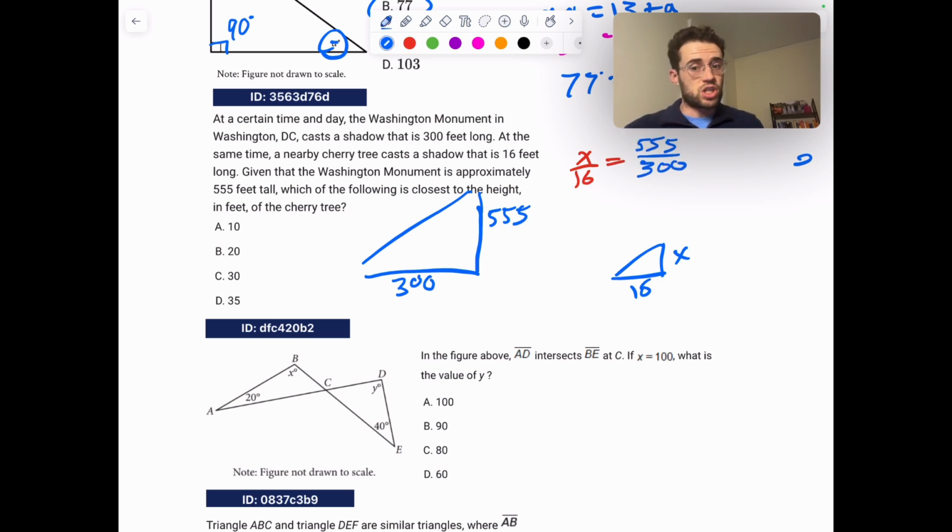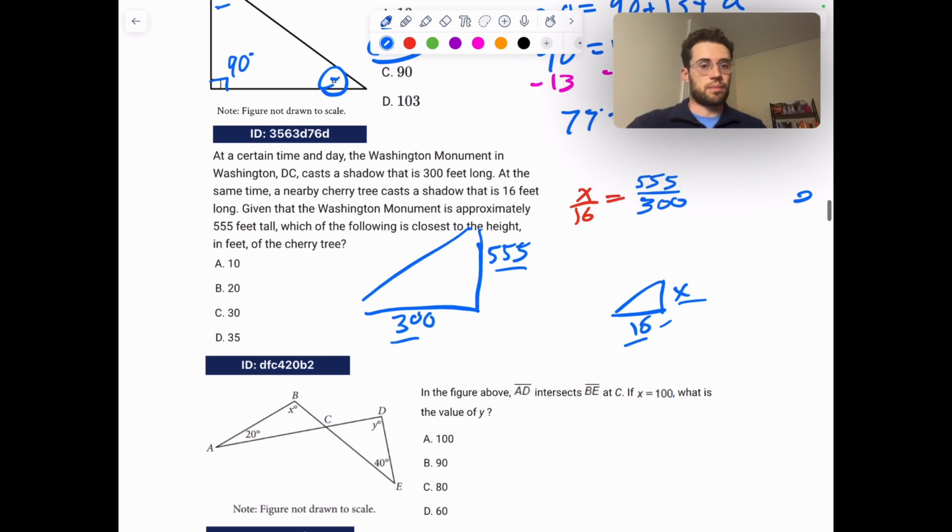Just before I even solve it, note that the height is bigger than the shadow for the Washington Monument, so the same thing should be true here. Right? X must be bigger than 16, or else I messed it up. All right, so we just multiply both sides by 16, and that gives you that x equals 555 times 16 divided by 300. And even if you did it the other way, where you set up x over 555 equals 16 over 300, you would multiply both sides by 555, get the same numerator, 555 times 16, the same denominator, 300.